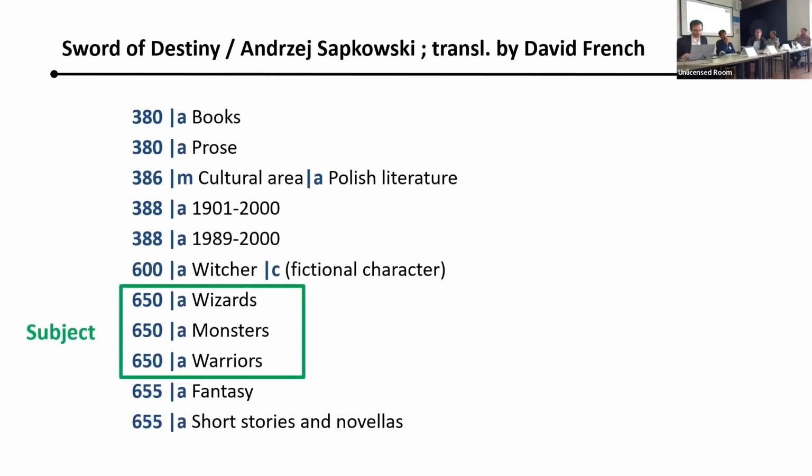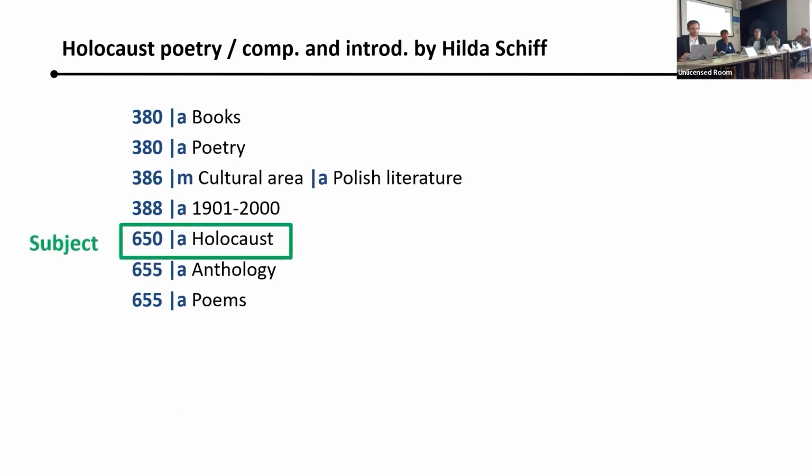If we are talking about Andrzej Sapkowski, here we can say wizards, monsters, or warriors. Even poetry can be given subject descriptors, which is not always easy, but sometimes, as in this case, it's pretty obvious. It's Holocaust poetry, so it's poetry which is deeply related to this subject.